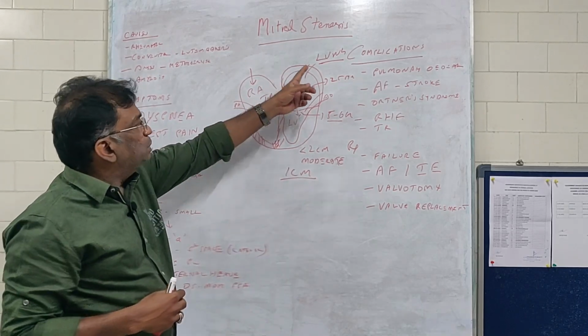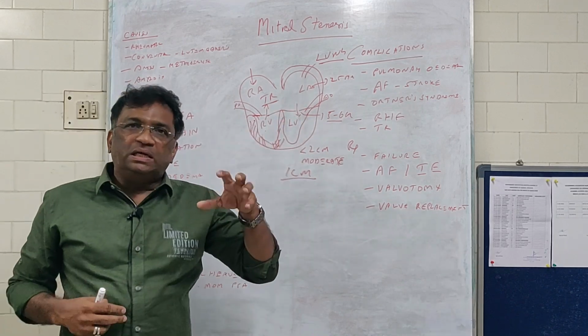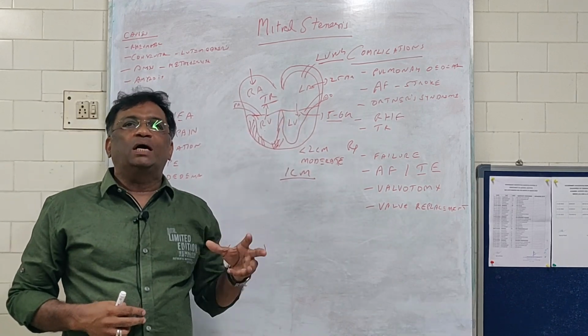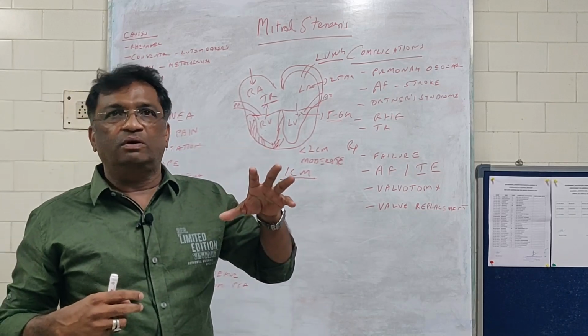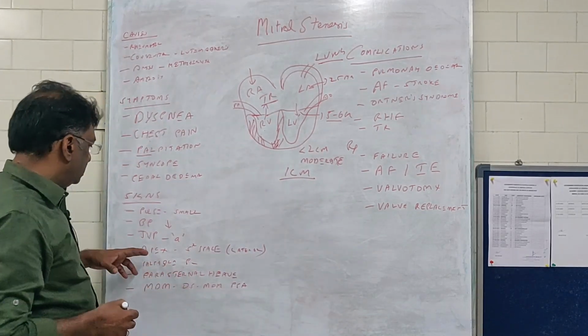But once the patient goes into atrial fibrillation, the contraction will not be strong enough to cause a prominent A wave because the fibrillating atria will not contract strongly. Okay, that is about the JVP.